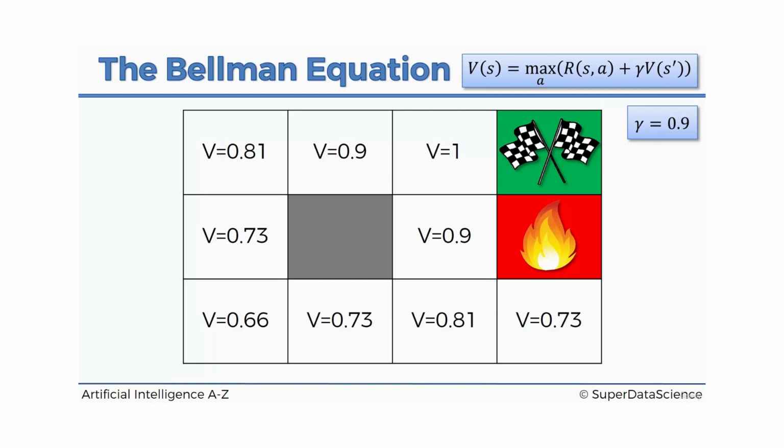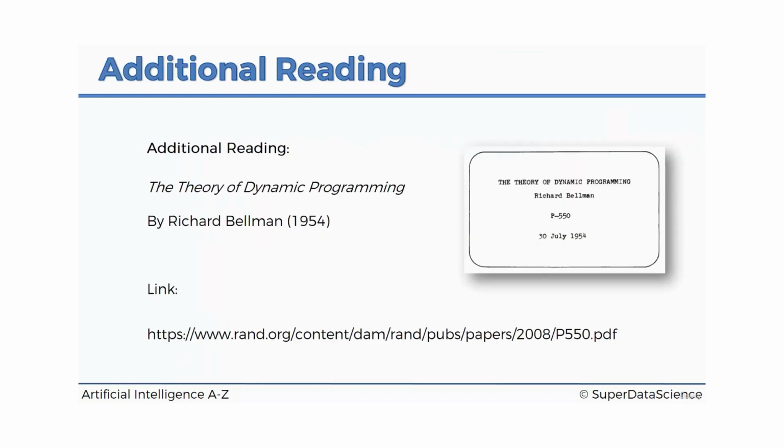At the same time, if you cannot wait and want to jump into it, there's a paper you can look at, and it is the original paper by Richard Bellman. It's called The Theory of Dynamic Programming from 1954, and you can find it at this link. So you can jump straight in and read from the author of the Bellman equation. But bear in mind that this is quite a mathematically heavy paper.